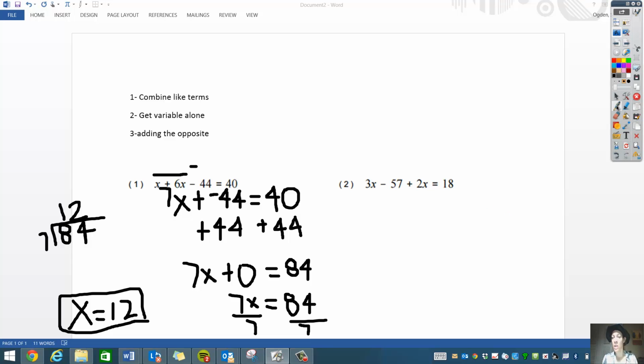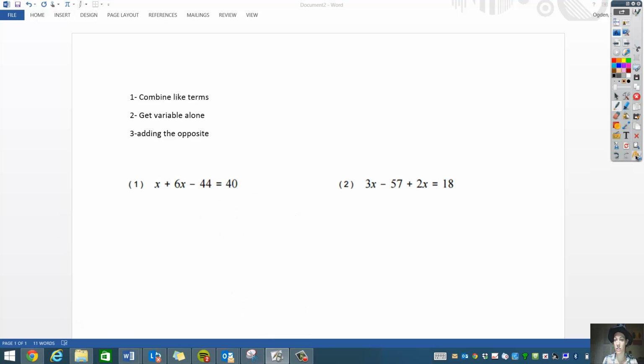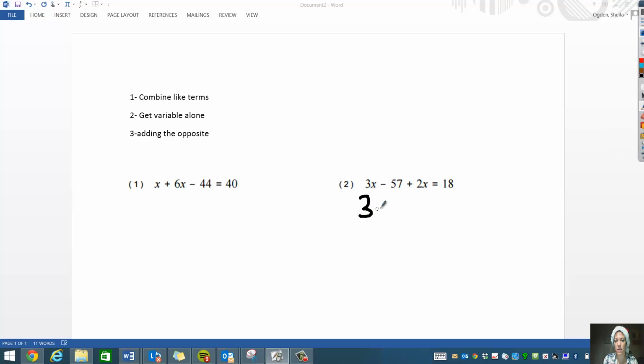So for example 2, I'm going to clear out example 1 just because it's kind of a mess. I'm going to start by combining the like terms. So this is 3x. Remember, this minus 57 right here, we're going to change to plus negative 57 plus 2x equals 18.